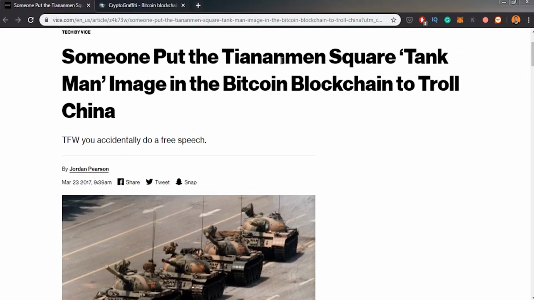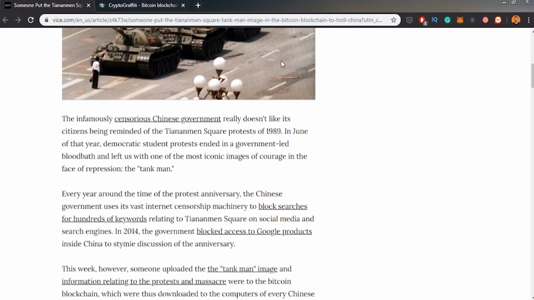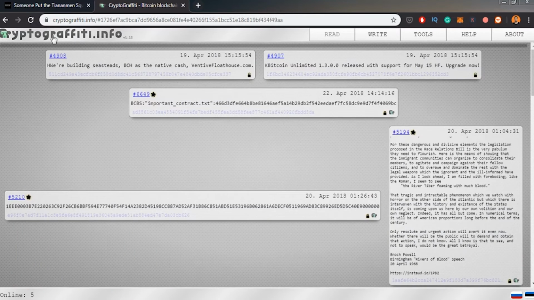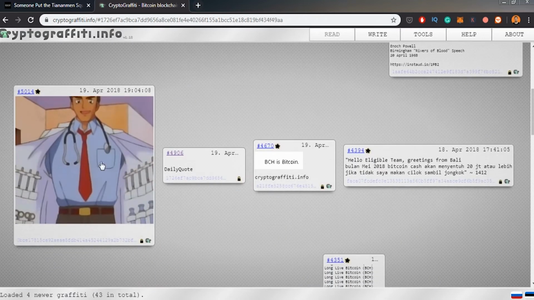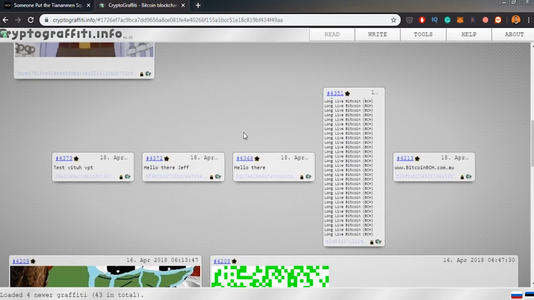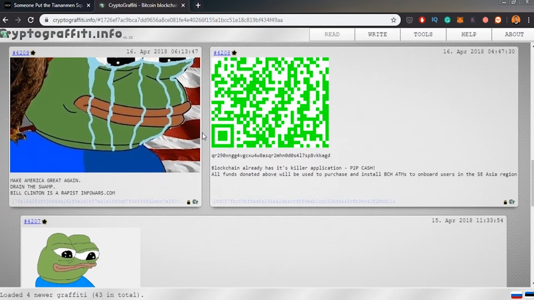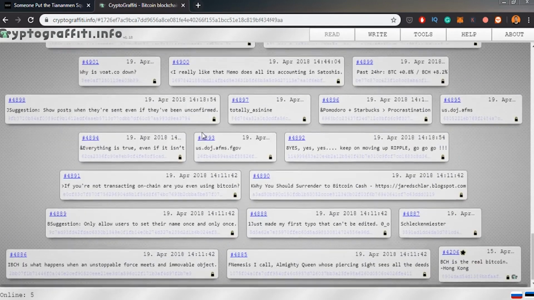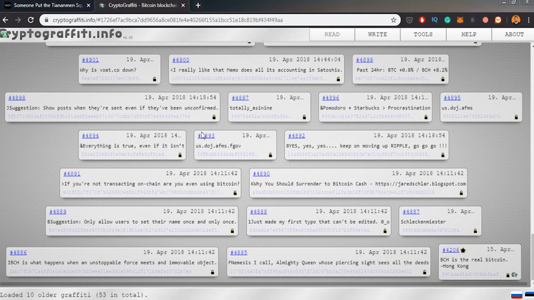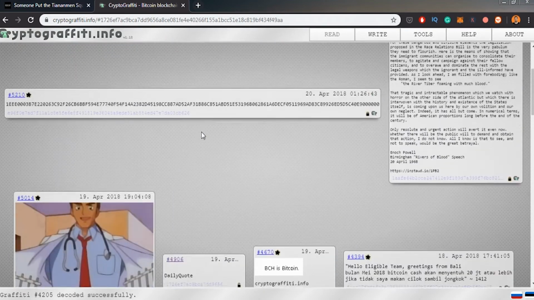There was a series of thousands of transactions, thousands of outputs, with this kind of data encoded, which was the picture of the Tankman, which is illegal in China. So every miner in China now has it in their history, and because it's Bitcoin, they have the Tankman picture on their hard drive. So yeah, it was a smart way of basically telling the Chinese government off.